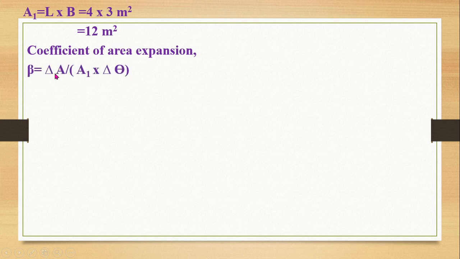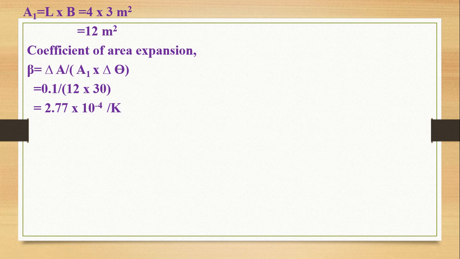Beta equal to del A divided by A1 into del theta. Here del A equal to 0.1. Previously I have shown you, it is given in the question. And A1 comes 12 meter square into 30. So beta becomes 2.77 into 10 to the power minus 4 per Kelvin. Okay.